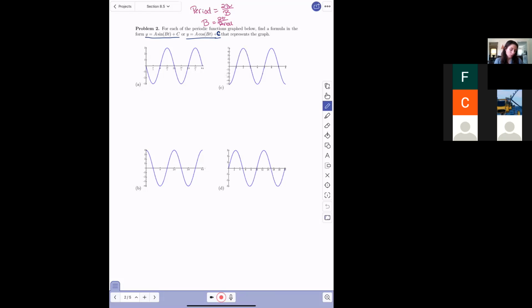But if we could look at the graph and see the midline, then it's fine to do it in any order. My first question to you for A: are we going to use sine or cosine? Sine, yep, we're going to use sine. And will it be positive or negative? Negative, good. So we know we're going to use negative sine.